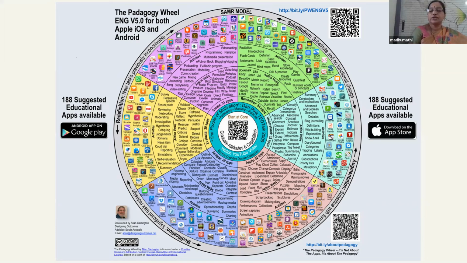So 188 suggested educational apps are available in order to upgrade the skills of the student using technology. The pedagogy wheel helps a lot. If students and teachers make use of it and make a thorough study of the wheel, that would be wonderful to meet the requirements of the new normal, which is going to be the next normal.